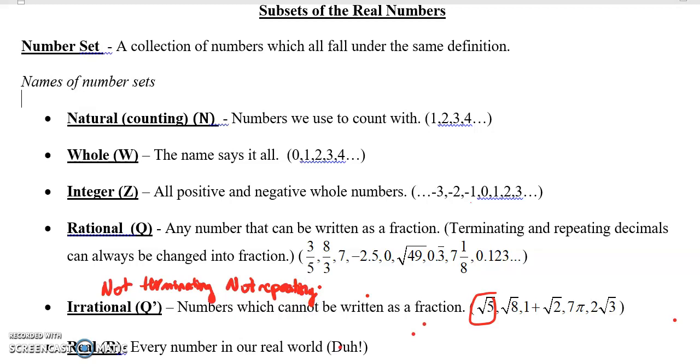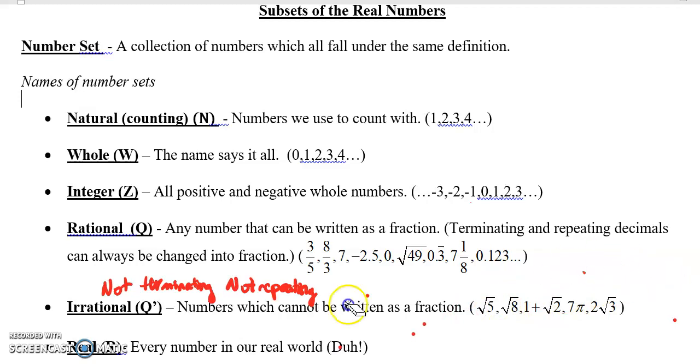And again, the kind of numbers that would produce irrational numbers are square root of 5, square root of 8, 1 plus the square root of 2 is irrational. And then there's a special one, pi. Pi is 3.14159... That decimal never terminates and it never repeats. Therefore, we call it an irrational number.